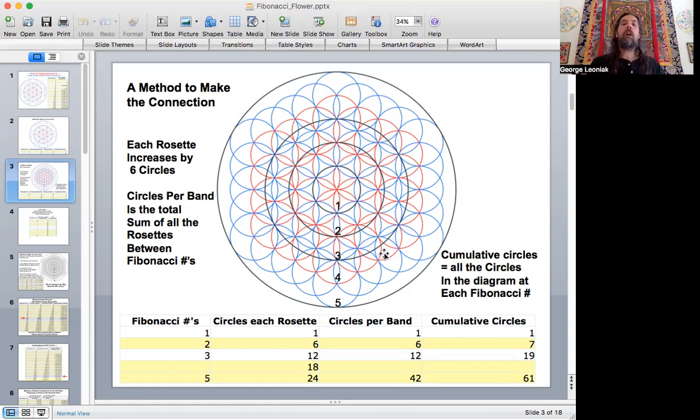So one interesting thing here that maybe some folks haven't realized, it was new to me, and I've drawn this pattern a lot, is that really each rosette just increases. And remember, each rosette is 1 through 4, 5, 6, 7, 8, 9, 10, 11, 12. Those are the rosettes. Those only expand by 6 each time.